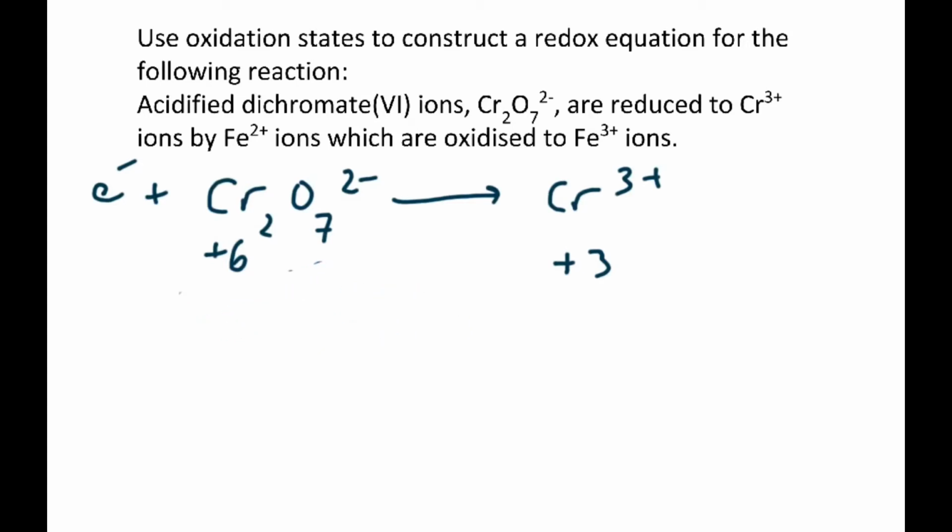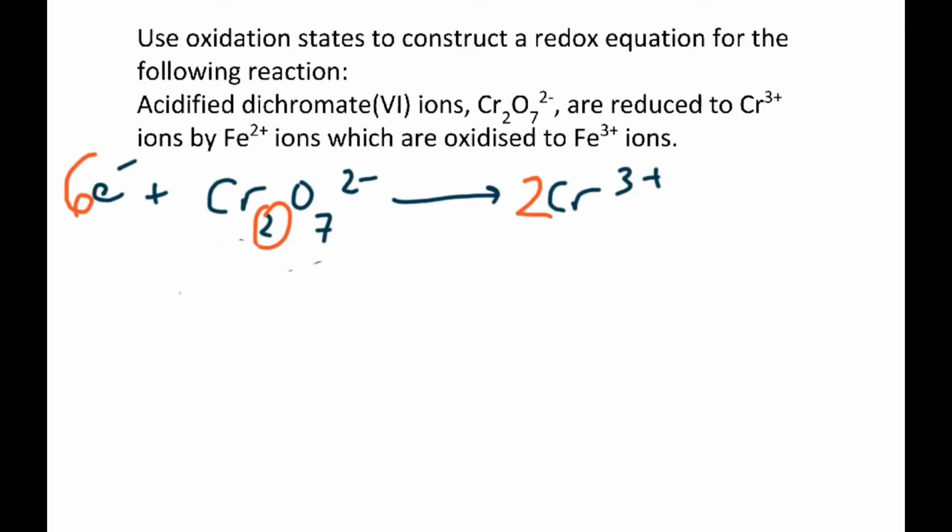The oxidation state of chromium on the right is +3. But there are 2 chromiums, so we're going to need to put a 2 there. So each chromium gains 3 electrons. So that means in total we need 6 electrons. Right, so we're not going to balance that anymore.